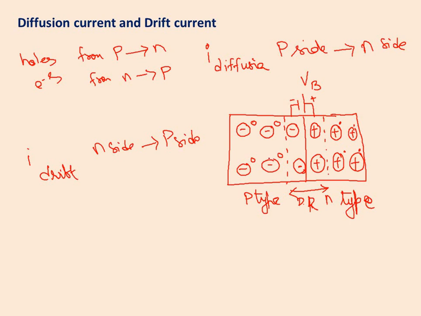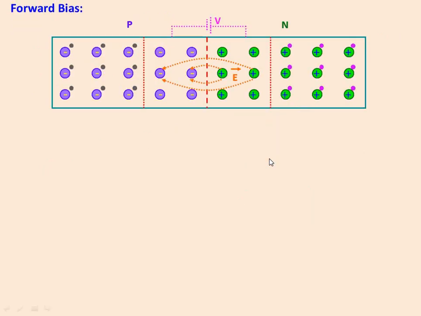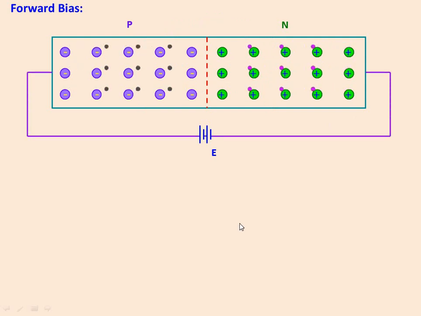Right. So now let's look at the next topic, forward bias, which means whenever we have a p-n junction diode like this, and the p-n junction diode is connected to the battery in such a way that the p-type terminal is connected to the positive terminal of the battery and the n-type terminal is connected to the negative terminal of the battery, we call it forward bias. What happens in this condition here?